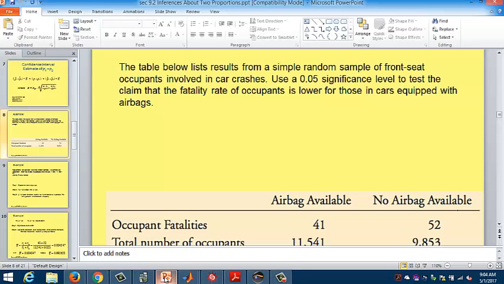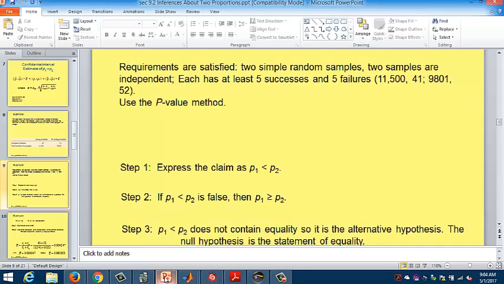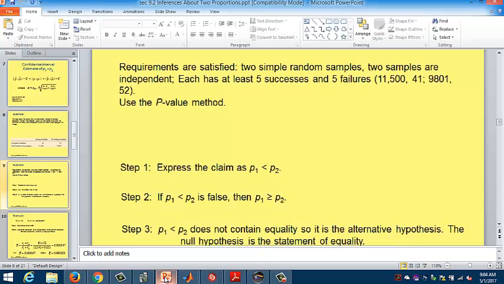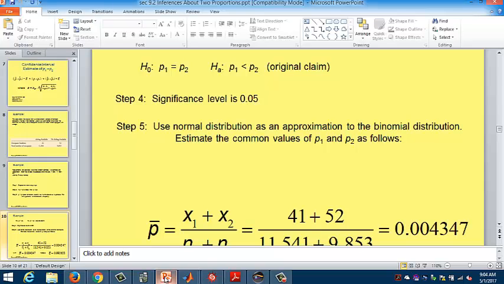Remember, this data is all about airbags and fatalities. So we were going to use the p-value method, and we were going to use a 0.05 significance level for the hypothesis testing. So they worked through what H0 and H1 were, right? And they said P1 is less than P2 is going to be the alternative hypothesis, because that was really the original claim, that one fatality rate was smaller than the other.